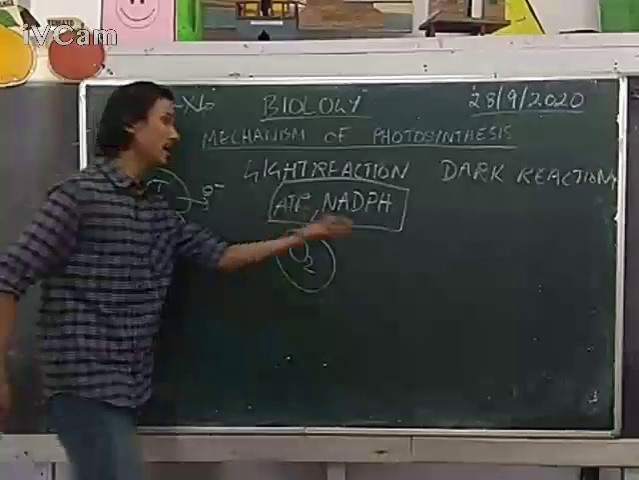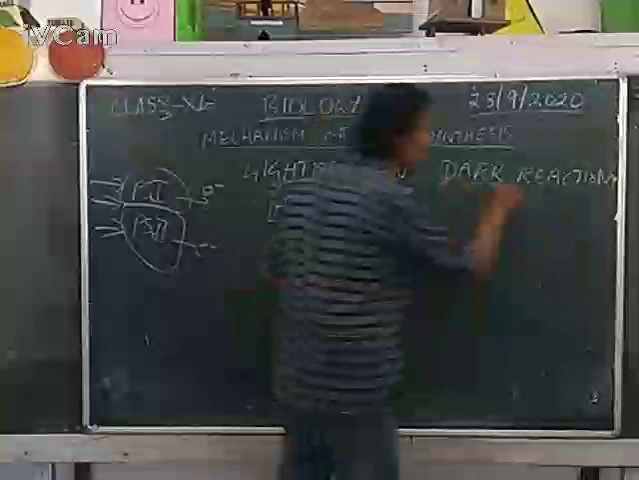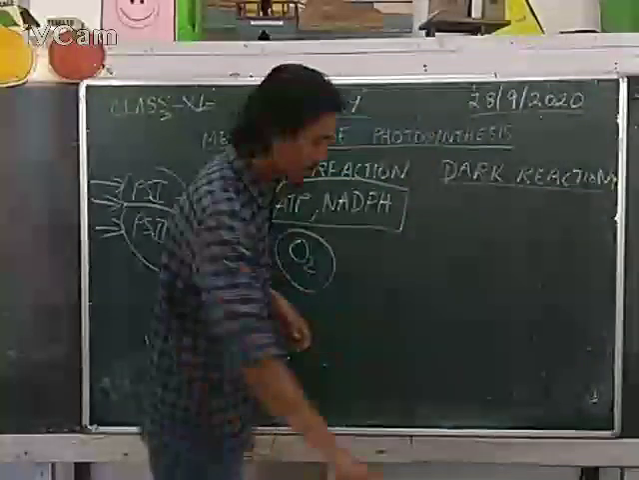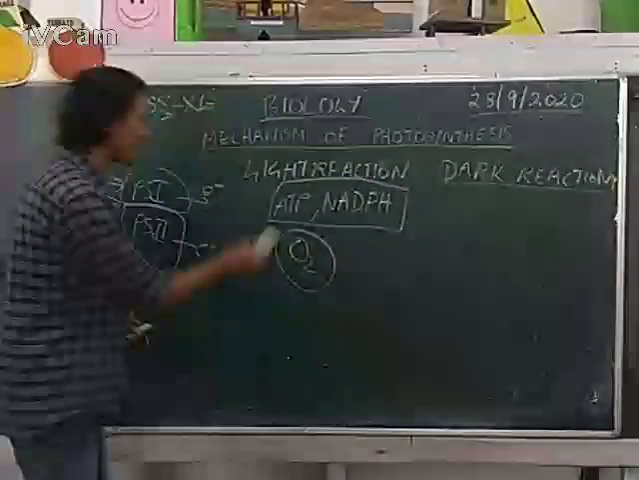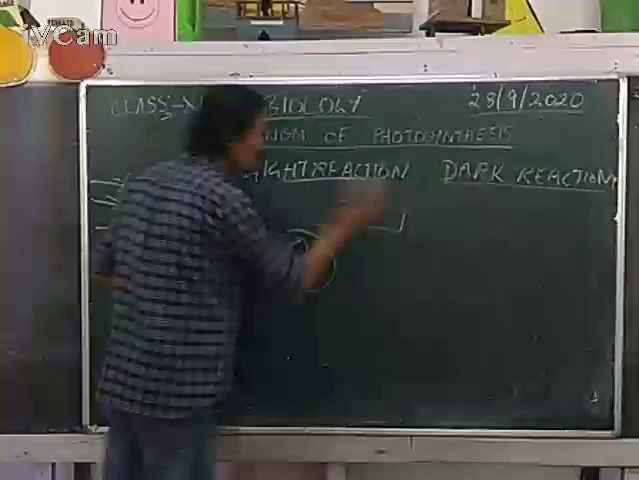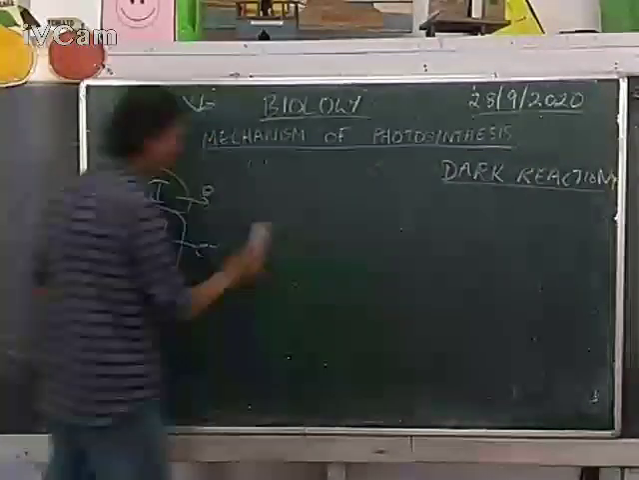Now, ATP and NADPH are again utilized in the dark reaction. So, I'll tell you how ATP and NADPH are formed in the light reaction.